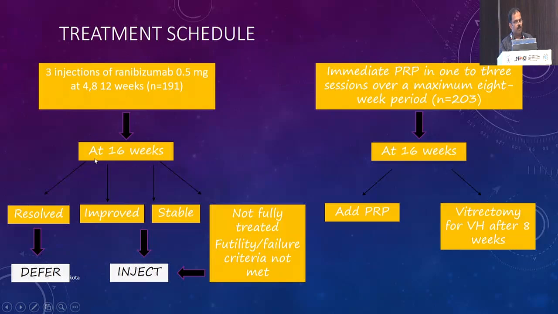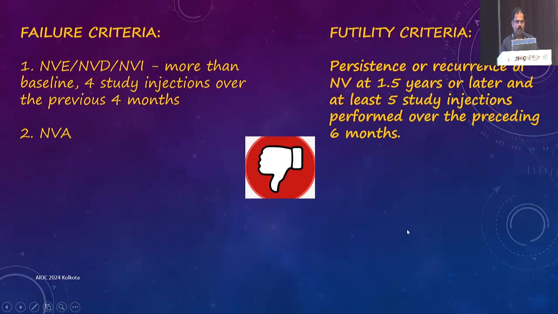Here, the treatment schedule was 3 monthly injections of ranibizumab, and then at 4 months the effect was assessed. If it is resolved completely, then you defer the injection. If improved or stable, you re-inject. Whereas with PRP, at 16 weeks the clinician could decide whether to add PRP, or if there is a vitreous hemorrhage, we wait for 2 months and then do a vitrectomy. So this was the criteria, and there was a rescue criteria also, for failure and futility.